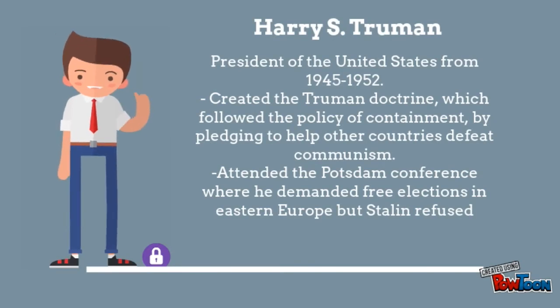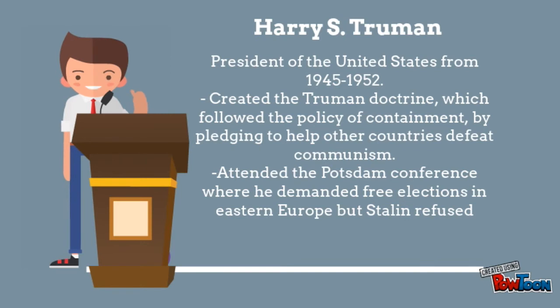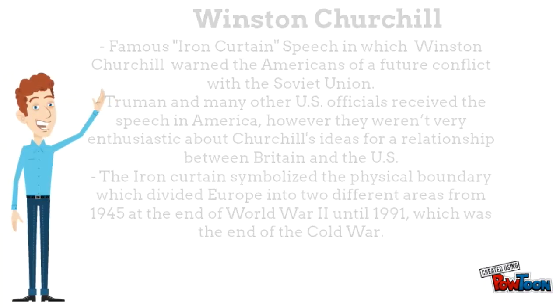Next is Harry S. Truman. He was the President of the United States from 1945 to 1952. He created the Truman Doctrine, as stated before, which followed the policy of containment by pledging to help any other countries defeat communism. Additionally, he attended the Potsdam Conference where he demanded free elections in Eastern Europe, but Stalin refused, thus leading to the Cold War.